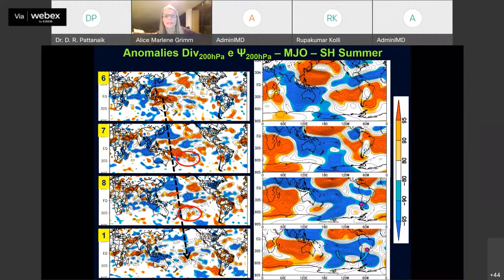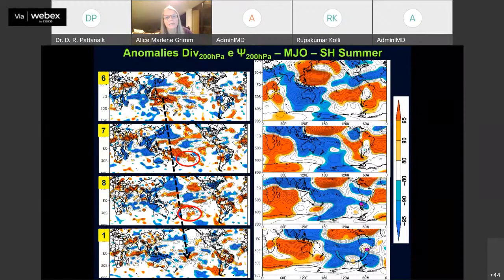Well, here it's possible to see that while you have this anomalous convection, upper level divergence in the equatorial belt, and not much anomalous convection in the subtropics, there is no pattern of extratropical teleconnection here over the Pacific.